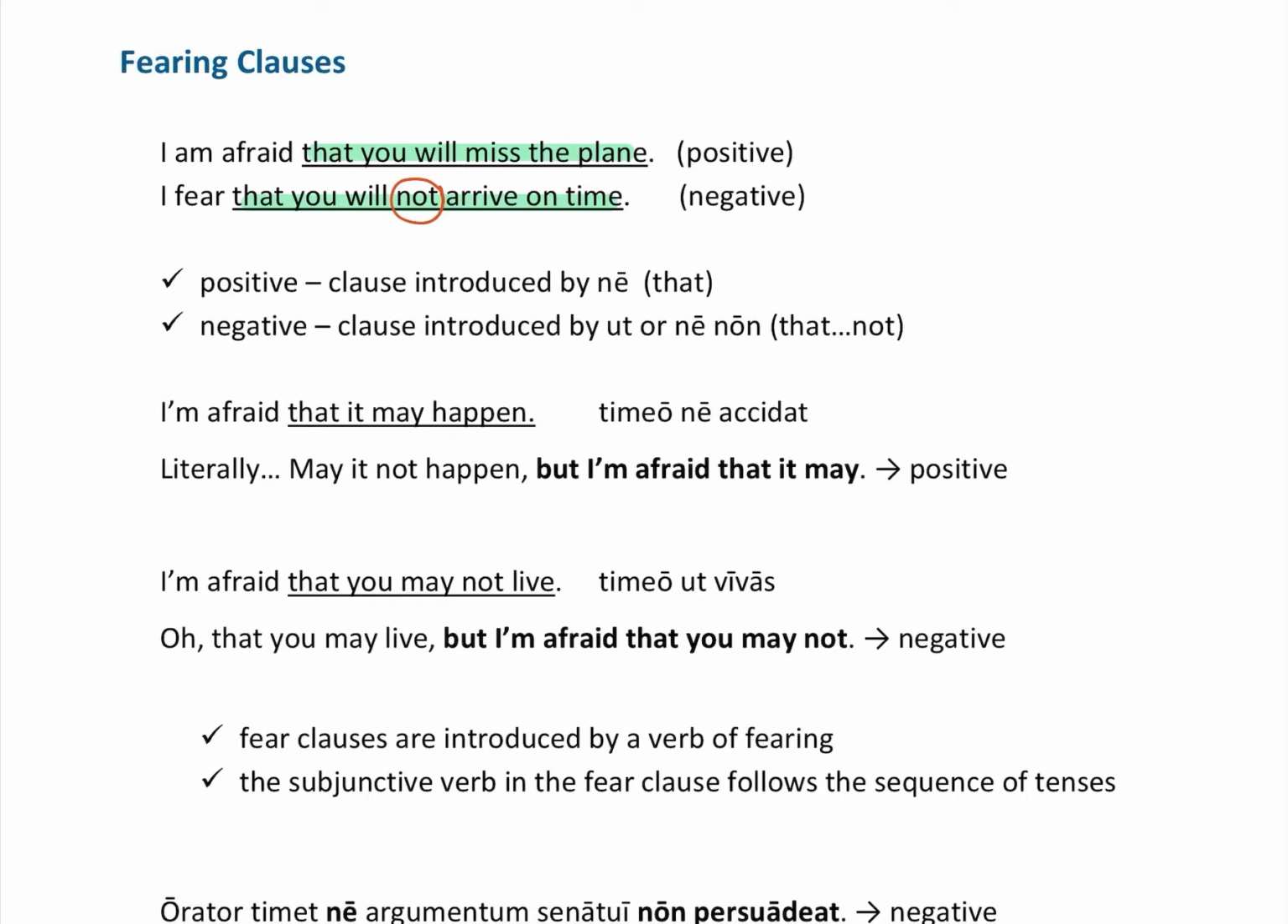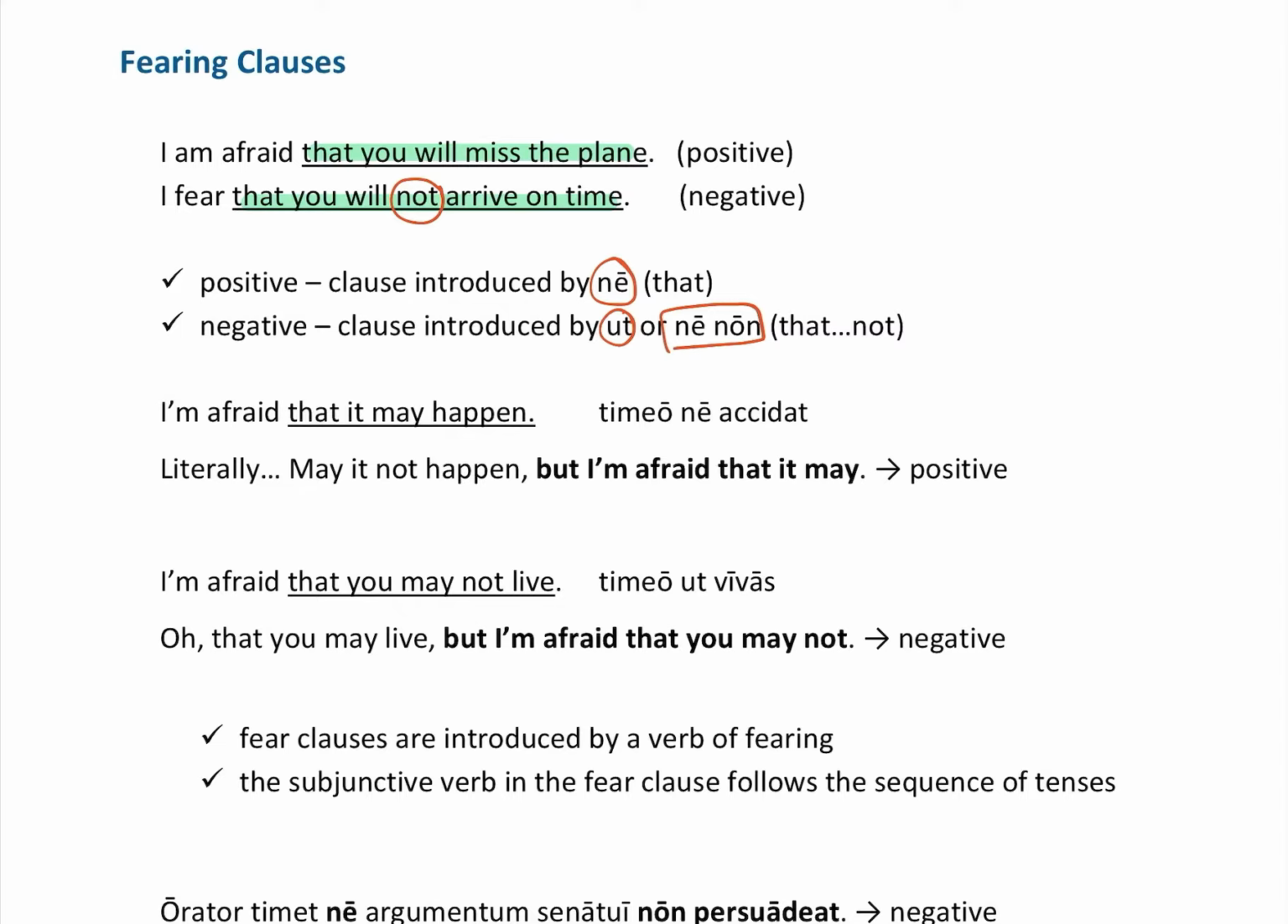So in Latin, a positive clause is introduced by a ne, and ne is translated as "that." And in Latin, the negative clause is introduced by an ut or a ne non, which is "that not." Okay, so let's look at one.